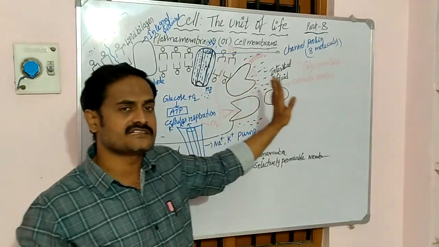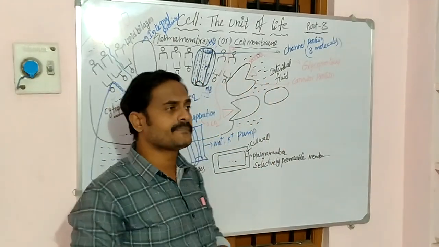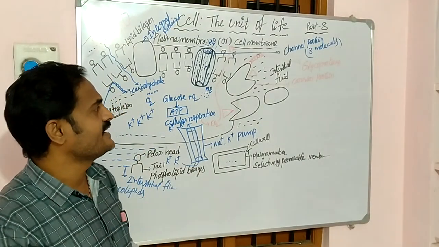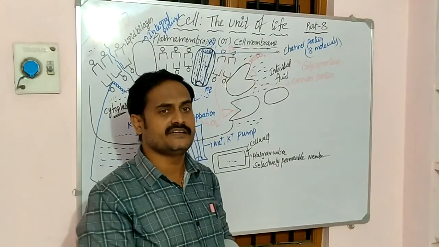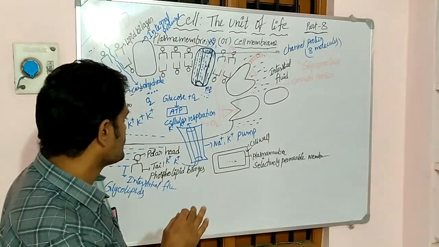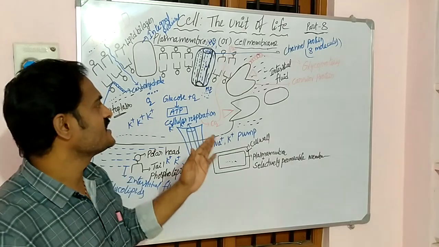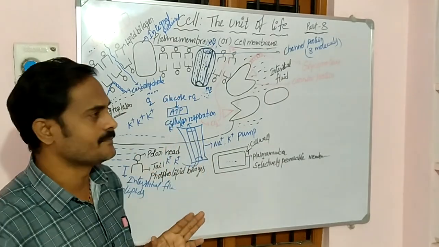This whole transportation, the cell membrane transportation, is also divided into some important types. See, now coming to what type of transportation is seen in the plasma membrane.